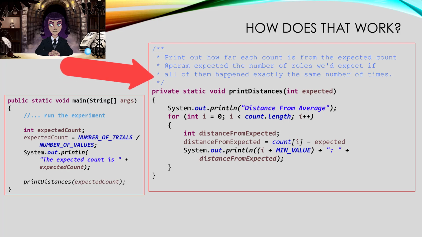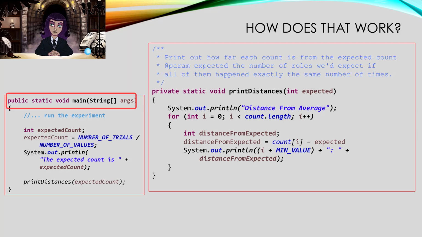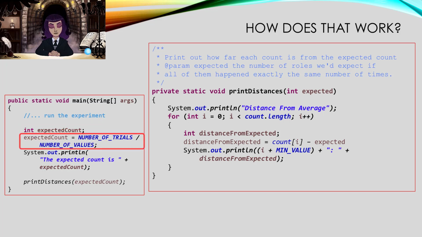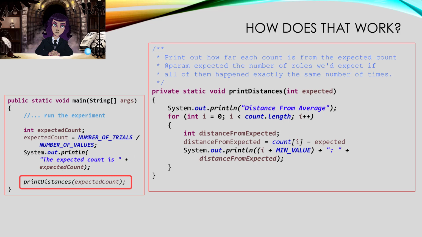Here is our new method, and the code in the main method around where we use that new method. When we tell the JVM to run the code, it will run the instructions in the main method. It does all of the stuff for the experiment, which I've left out of this for brevity. Then it creates the variable expected count and calculates what that expected count should be. It prints that to the user. Then we see the name of our new method. We say that we are calling printDistances.